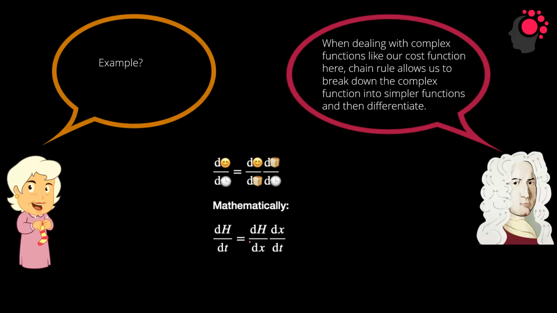dh by dt is equal to, first, because h contains a function of x, we first differentiate with respect to the inner function, dh by dx, and then dx by dt. You must be thinking we should be canceling things out, but that is not how differentiation works. We differentiate with respect to the inner function and then get the outer function. Right?